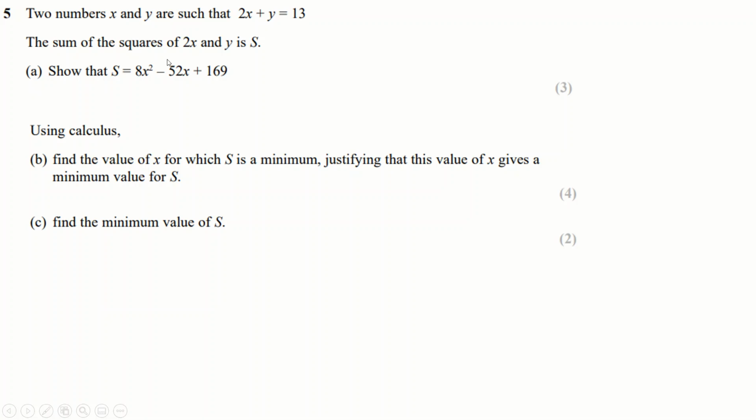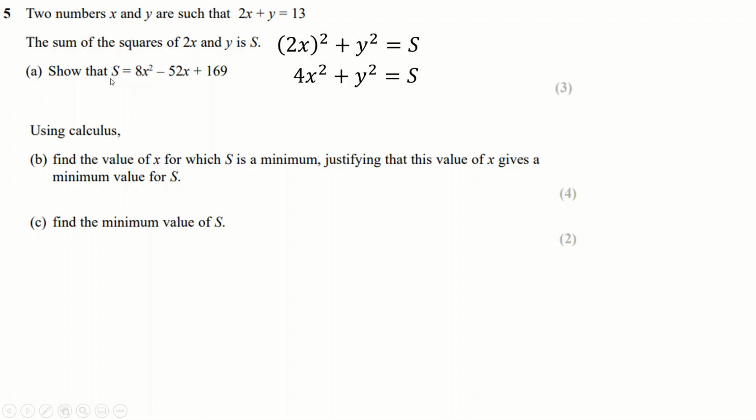Question number 5. Two numbers such that the sum of the squares of 2x and y is s. So that means (2x) squared plus y squared equals s. Square this like a normal person, not like an idiot. So it's 4x squared. So this is just a similar equation, right? We've got this and we've got this.